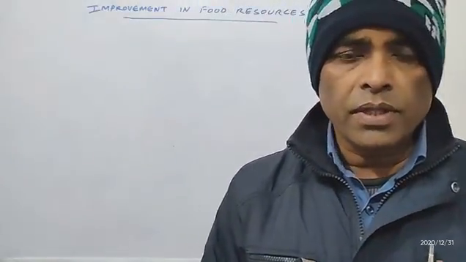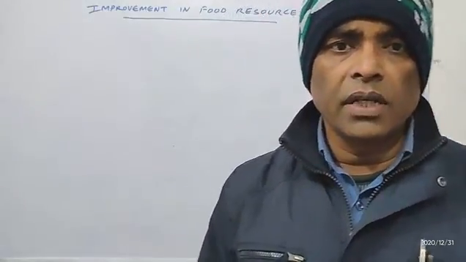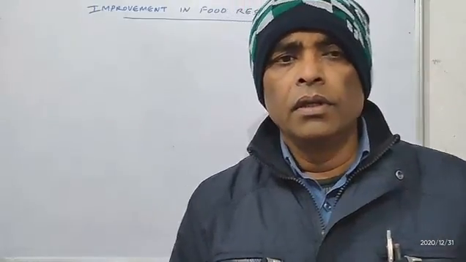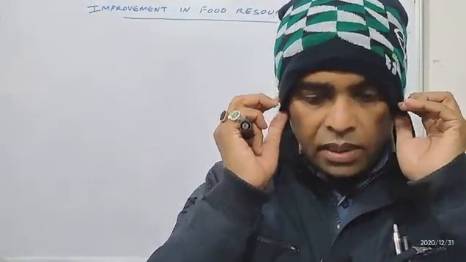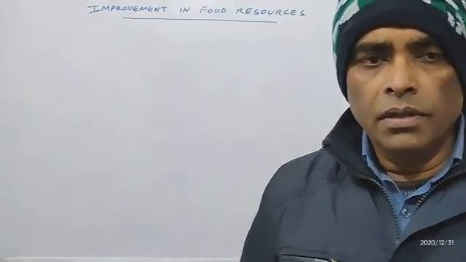Dear students, in this chapter of improvement in food resources, we are going to study the continuity of the chapter that you have studied in Standard 8 called Crop Production. In Standard 8 in Crop Production, you were taught about the various agricultural tasks that the farmer uses for production of crops or agriculture.